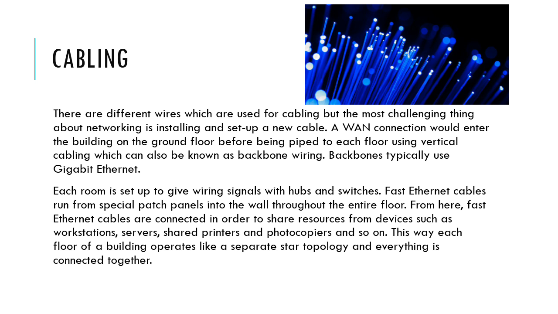Backbones typically use Gigabit Ethernet. Each room is set up to give wiring signals with hubs and switches. Fast Ethernet cables run from special panels onto the walls throughout the entire floor. From here, fast Ethernet cables are connected in order to share resources from devices such as workstations, servers, shares, printers, and photocopiers, and many other devices.